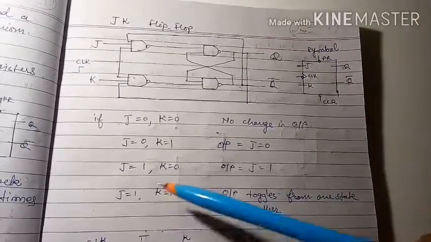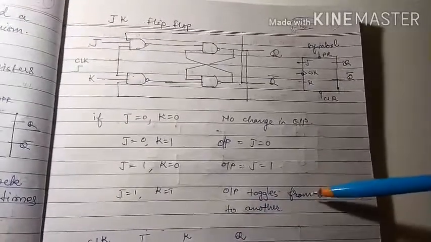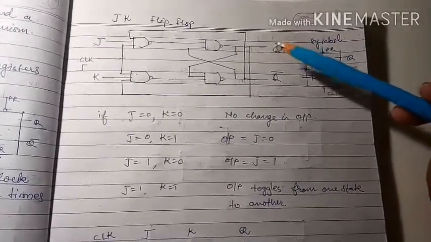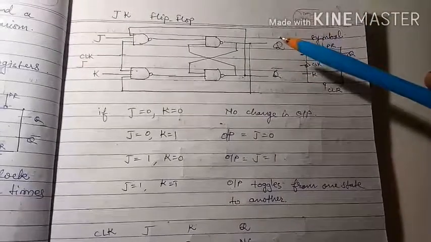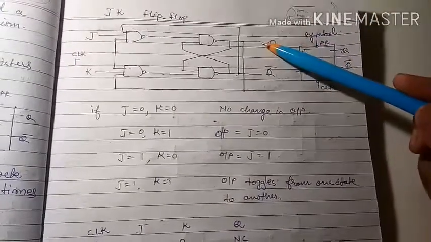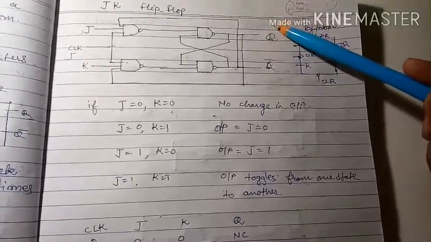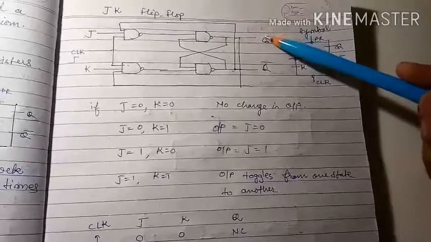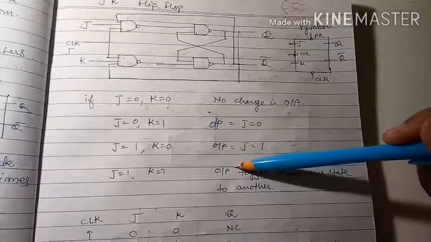When J is 1 and K is 1, we don't get any indeterminate condition, but the output toggles from one state to another. What is the meaning of toggling here? If the previous output state is 1, then its value toggles from 1 to 0. If it is 0, it toggles from 0 to 1. This is known as toggling. So we say that this is a toggle condition.